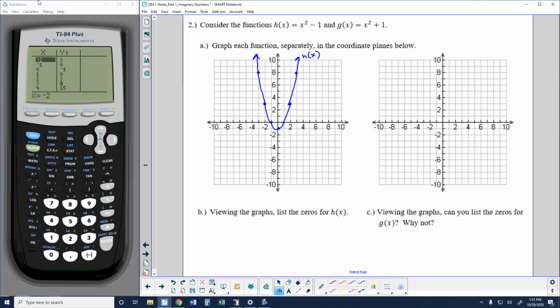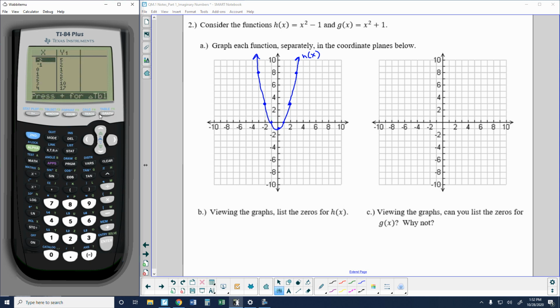G of x would be similar, but it's going to be x squared plus 1. So I'm going to take a look at the graph here first. It's another parabola, but it's shifted up. We should know the difference between these. We have a vertical translation down 1 and then a vertical translation up 1. So this is shifted up 2 units from the previous parabola.